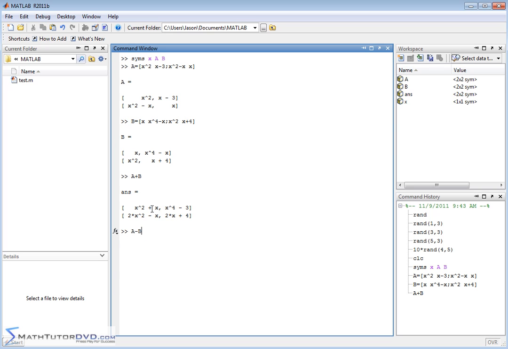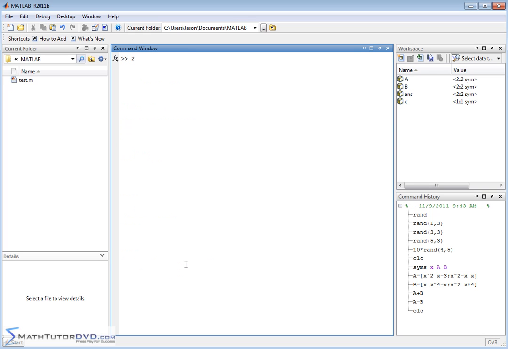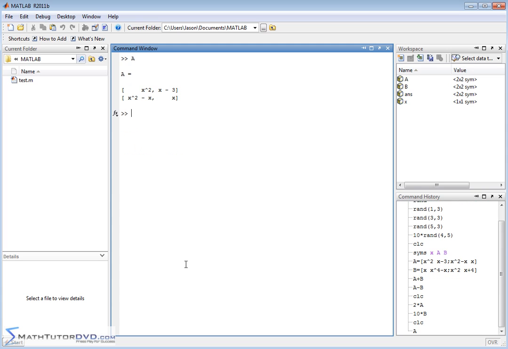I can subtract A minus B, and I'm going to take A and subtract B element by element: x squared minus x for the first element, then x minus 3 minus x to the 4th minus x for the next element, and so on. I can take 2 and multiply it by matrix A. I can take 10 and multiply it by matrix B. It goes element by element just like you do with numbers, but it's treating everything exactly as symbols. So let me put matrix A and matrix B back up here. I can also multiply these matrices because they're both 2 by 2 matrices, A times B.